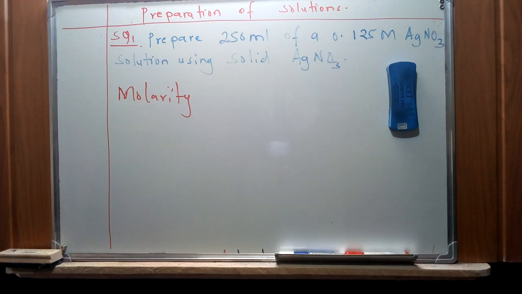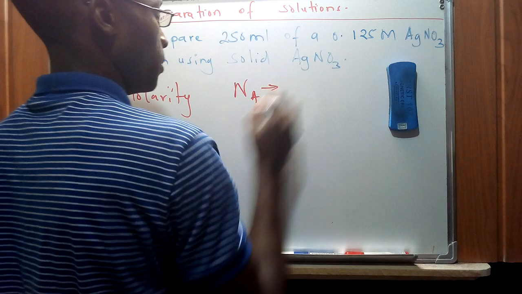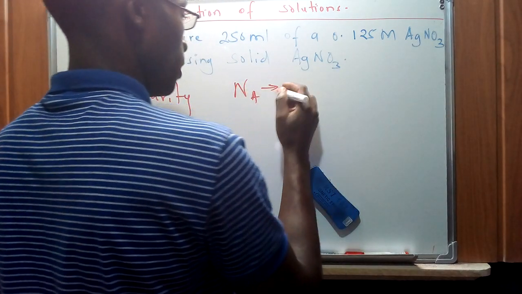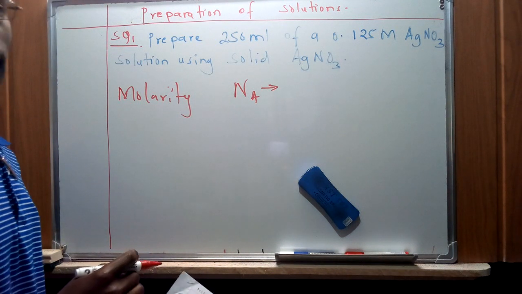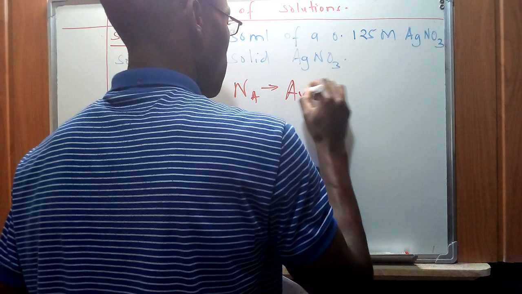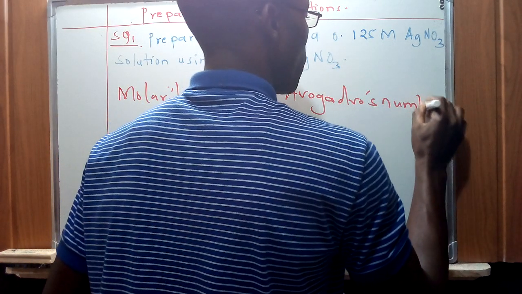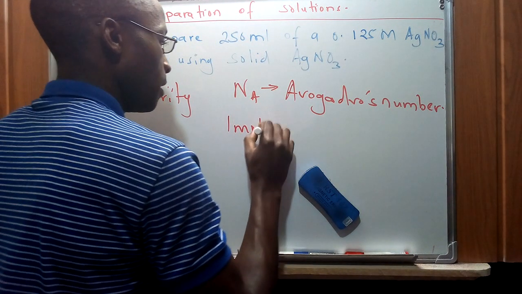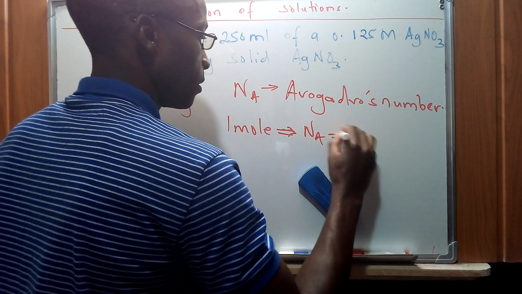Now, we have talked about the concept of the mole in some of the videos. So we said that there is a relationship between the concept of a mole and Avogadro's number. So this is Avogadro's number, which is given as the symbol N subscript A, which basically states that 1 mole of a substance contains Avogadro's number of particles.